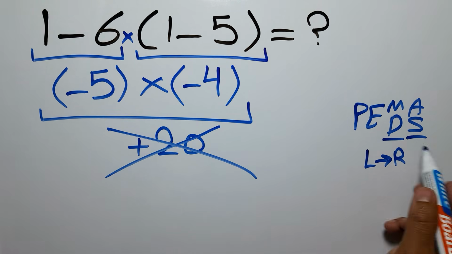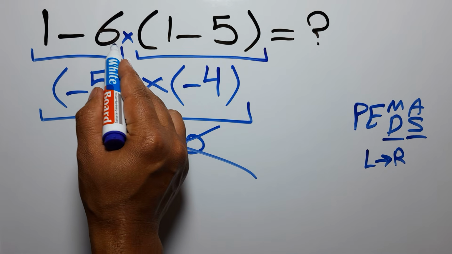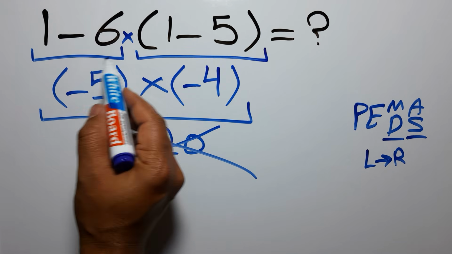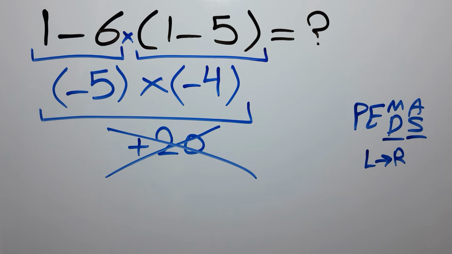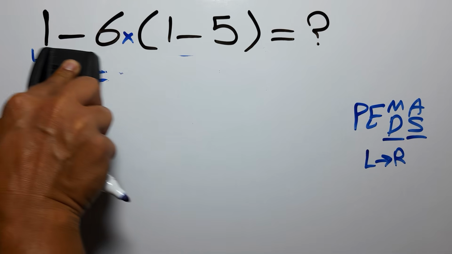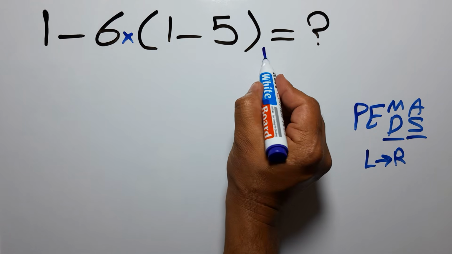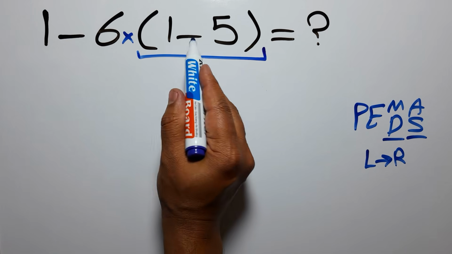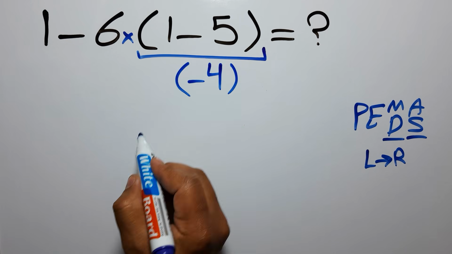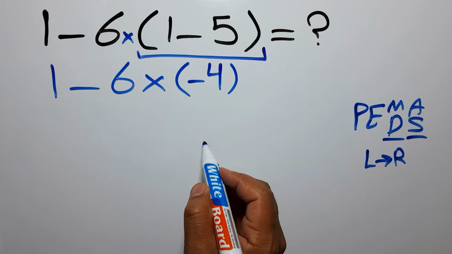Okay, so according to the PEMDAS, first we have to do this parentheses, then this multiplication, and finally this subtraction. If we do this subtraction before this multiplication, it is wrong. So first we have to do this parentheses. Inside this parentheses we have 1 minus 5, which equals negative 4. So we have 1 minus 6, then times negative 4.